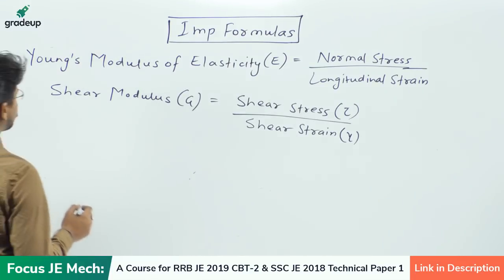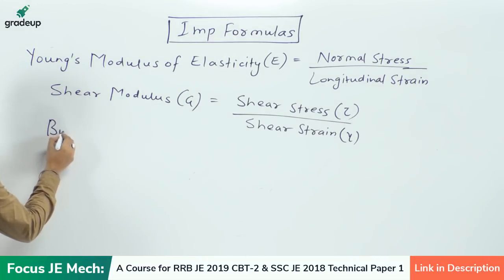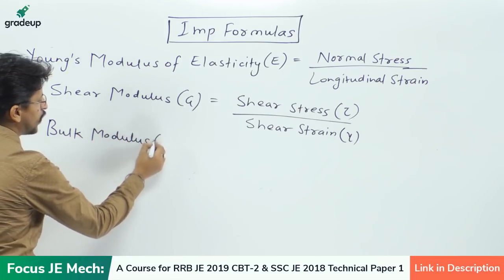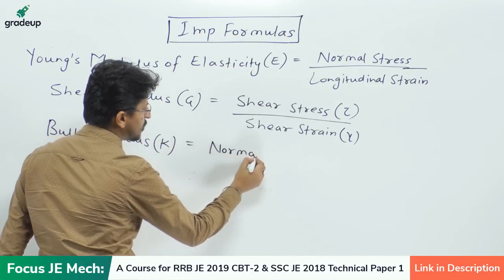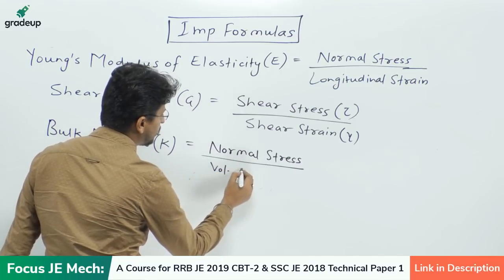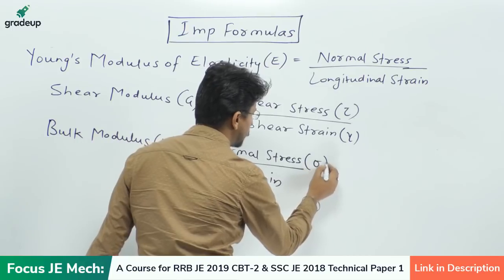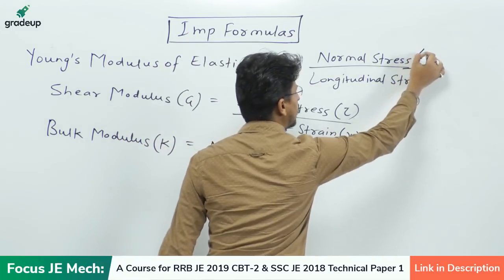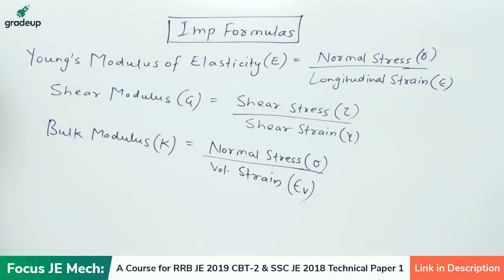Then you have the third modulus, that is your bulk modulus. Bulk modulus is given by K. This is equal to normal stress over volumetric strain. So the normal stress is denoted by sigma, and the volumetric strain is denoted by epsilon V. Clear? So this is your bulk modulus.